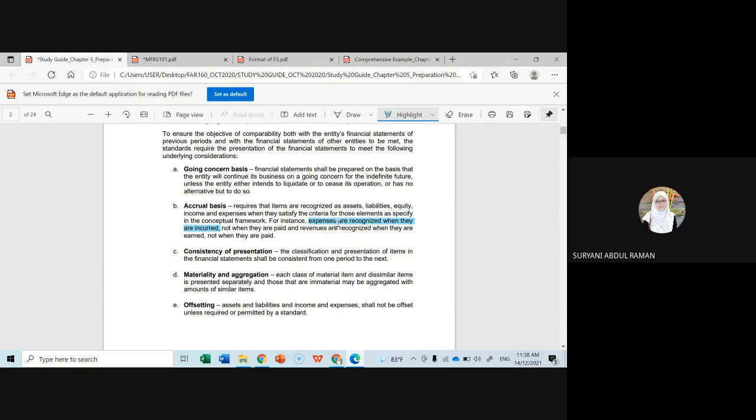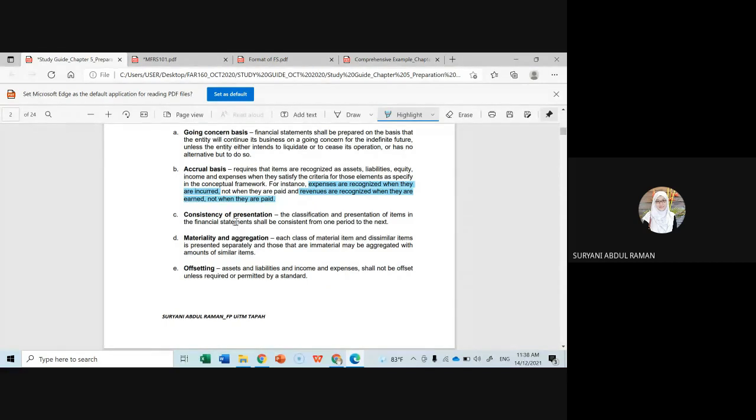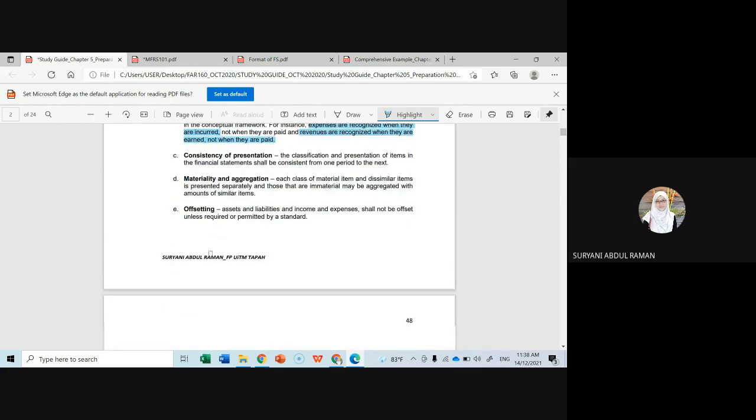So if there is an overpaid expense, the prepayment will become your current asset. While revenues are recognized when they are earned, not when they are paid. Similarly, if you have received unearned revenue, or you have received more than what you should, the prepaid revenue will be treated as your current liability in your adjustment. Next, you must ensure consistency in the presentation. For example, the method that you choose for depreciation, you must be consistent for at least 5 years. And then the materiality and aggregation, and the offsetting.